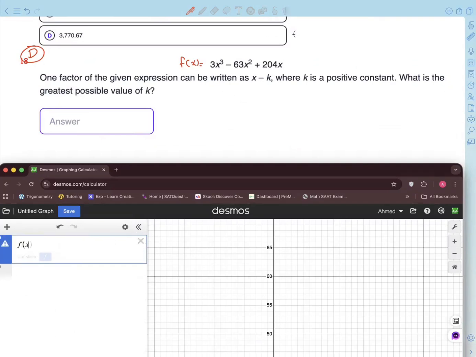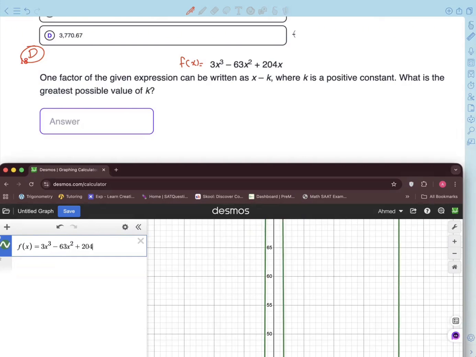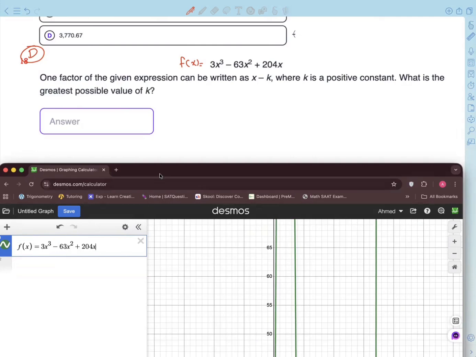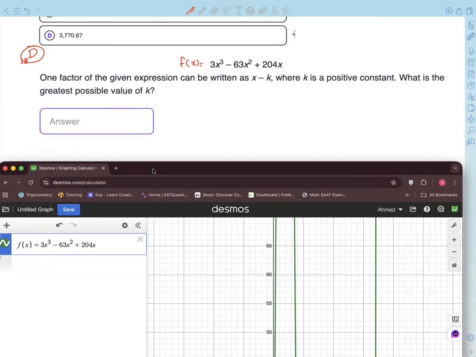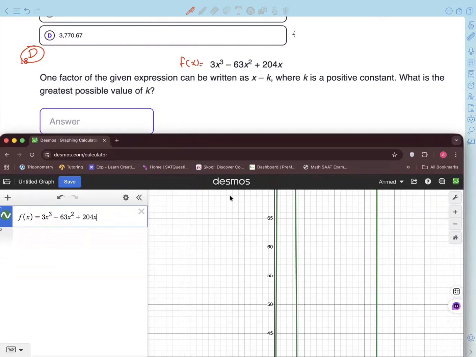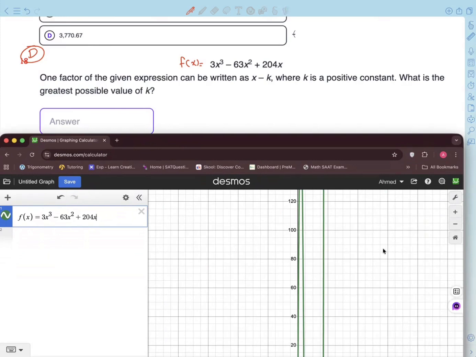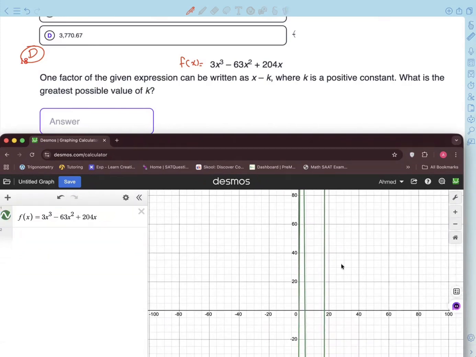So write down f of x equals 3x raised to the power of 3. It's wrong. Okay. Minus 63x squared plus 204x. Then we'll check the x-intercepts. Okay, where are the x-intercepts? Okay, zoom it out like this, go down. Yes, this is the x-intercept.